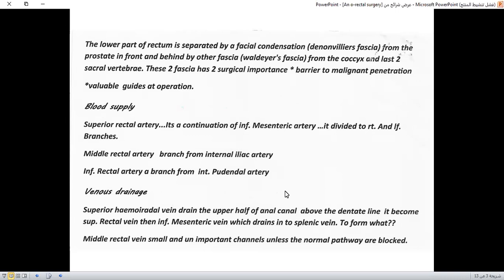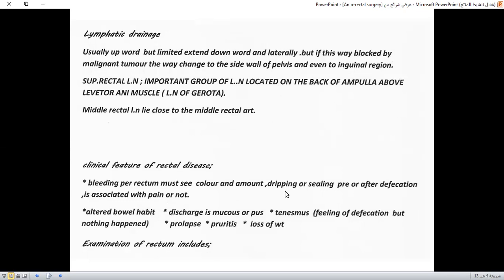And venous drainage, superior hemorrhoidal vein drain the upper half of anal canal above the dentate line. It becomes superior rectal vein, inferior mesenteric vein, which drain to the splenic vein. يعني احنا نعرف السبلينيك فين والانفيريور mesenteric vein راح يكونون portal vein. Middle rectal vein, small and of no importance channel, unless normal pathway is blocked.